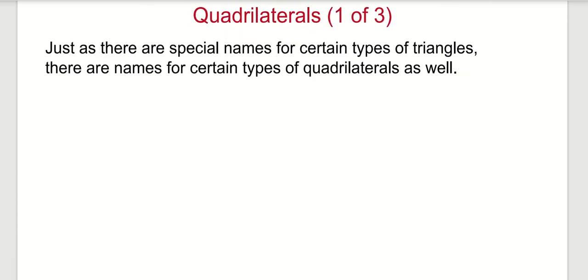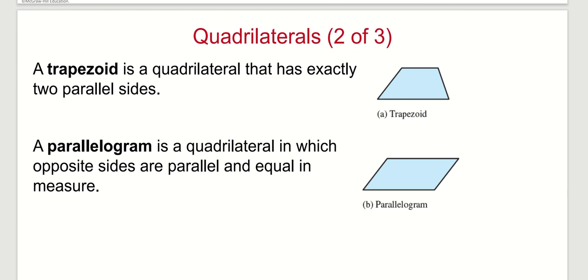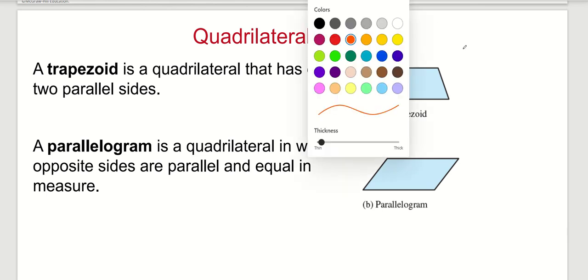Just as there are special names for certain types of triangles, if you recall, we had things like isosceles and right. We had obtuse and acute. There are also certain types of names for quadrilaterals, depending upon certain relationships of the angles and sides. The first special type of 4-sided polygon is what's called a trapezoid. A trapezoid has exactly two pairs of parallel sides.